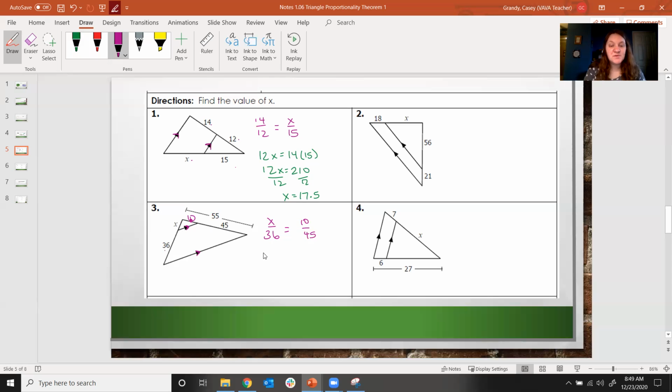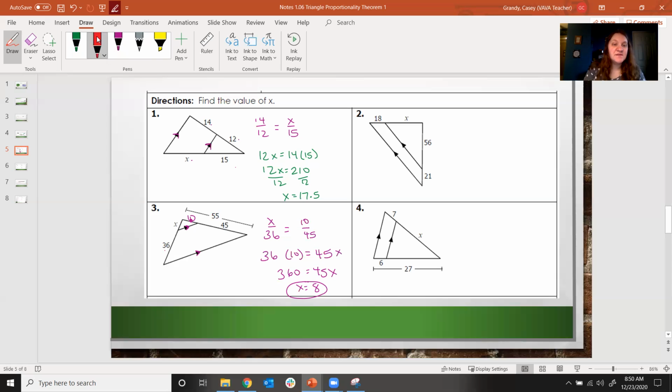And then we'll use our cross multiplying to solve for x. Divide both sides by 45, and x equals 8. Okay.